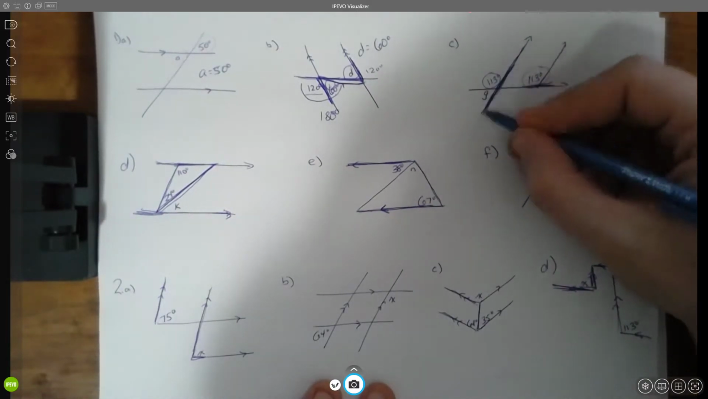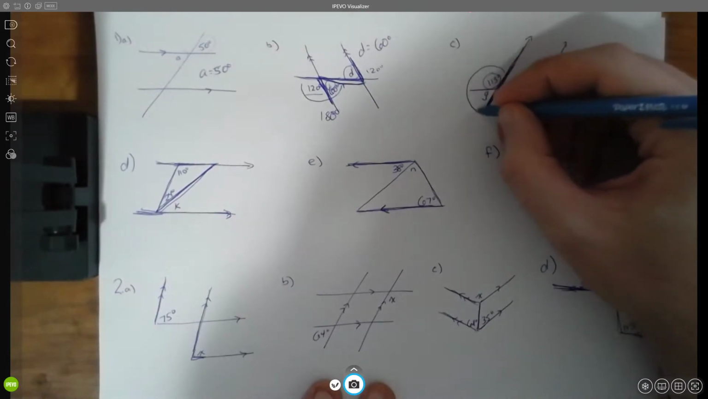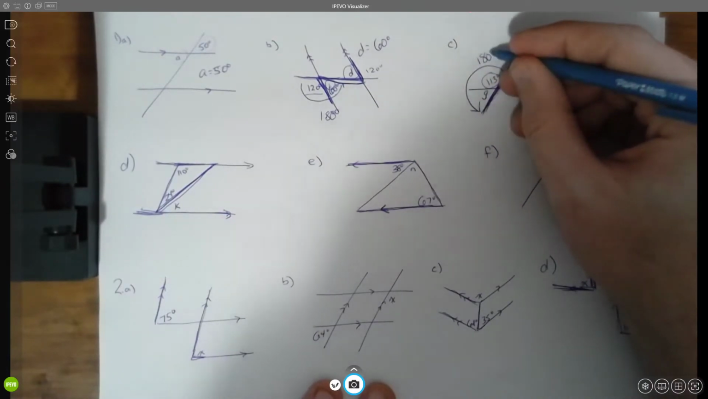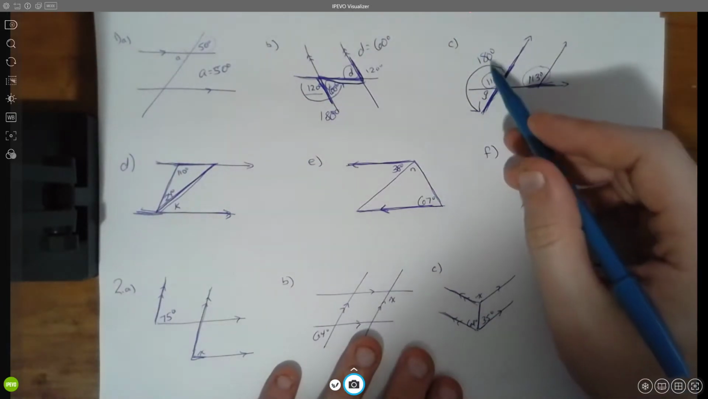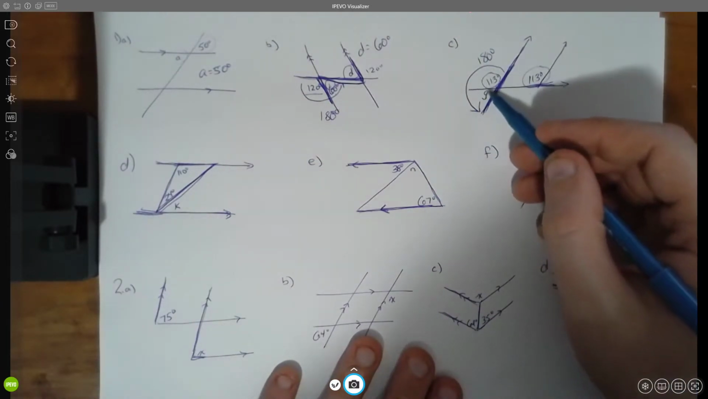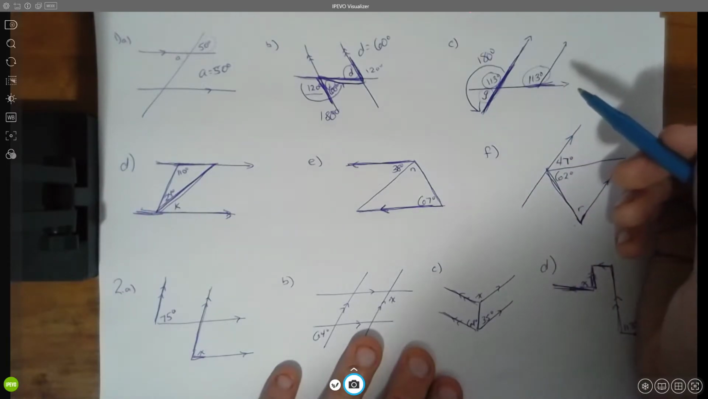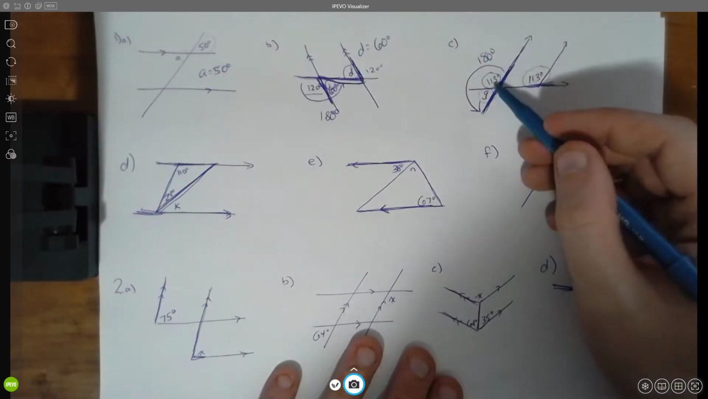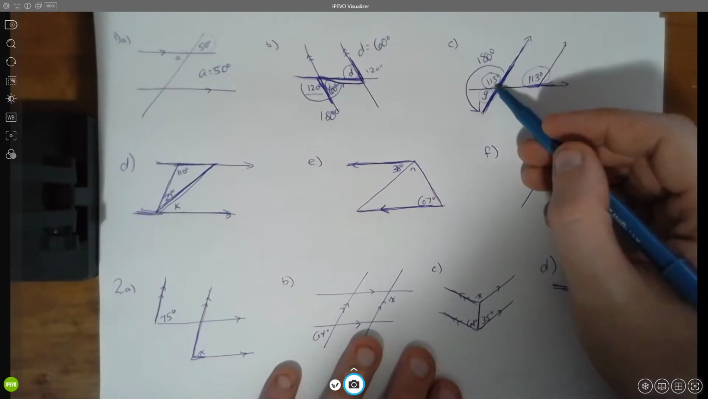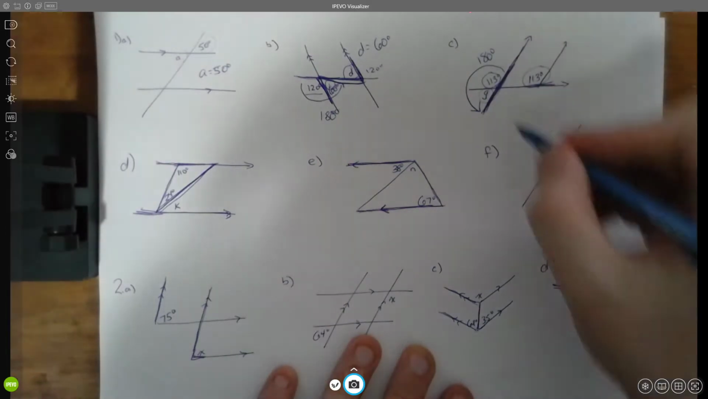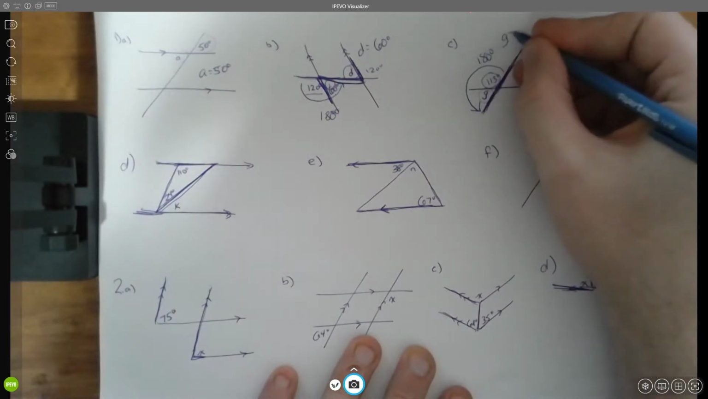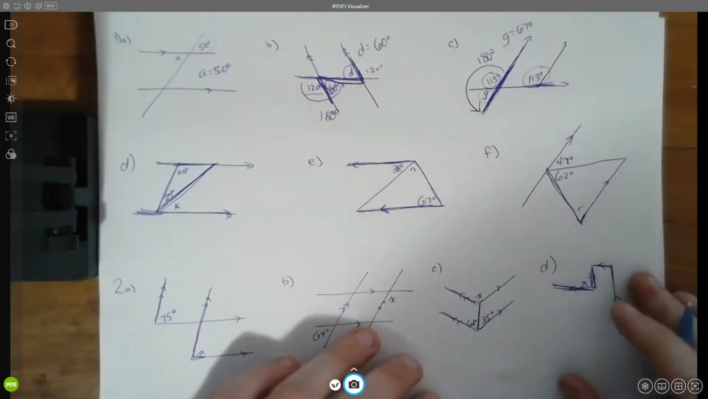This is a straight line, which means that from here to here has to be 180 degrees. I have 113 already. All I need to do is subtract the two to figure out what's left for this angle. So 180 degrees minus 113 degrees for this particular question is going to give us a final value of 67 degrees. So G equals 67 degrees here.